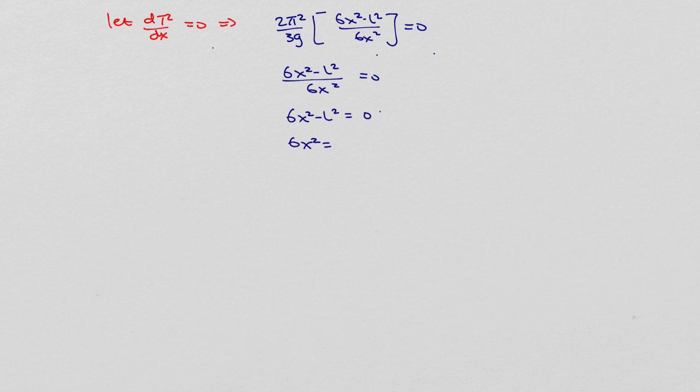6x squared equals L squared. Therefore, x squared equals L squared over 6. Therefore, x must equal the square root. And obviously, I can't have a negative distance, so I wouldn't be using the plus or minus answer here. I will only be taking the absolute value. And therefore, x is L over root 6. So we say can't have negative distance.